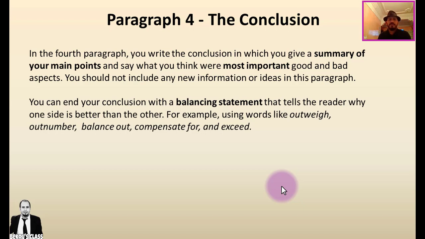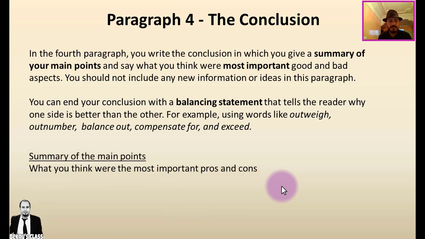Sometimes you can end your conclusion with a balancing statement in which you mention that the advantages outnumber the disadvantages or vice versa. It's just a balancing statement. This is not very necessary. You can do without it. So remember, in the conclusion you make a summary of the main points, and you write what you think were the most important pros and cons.